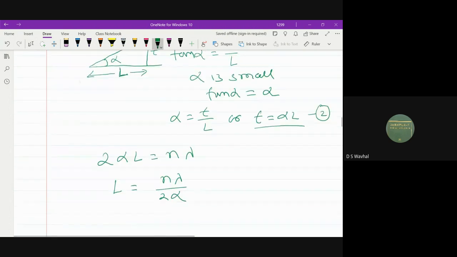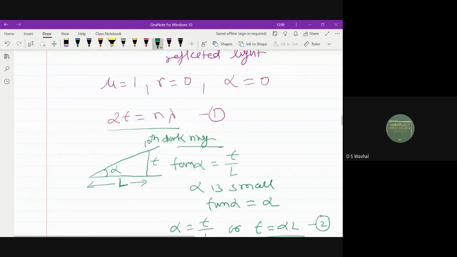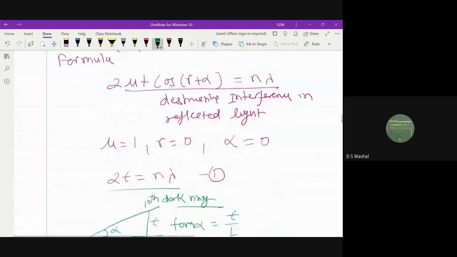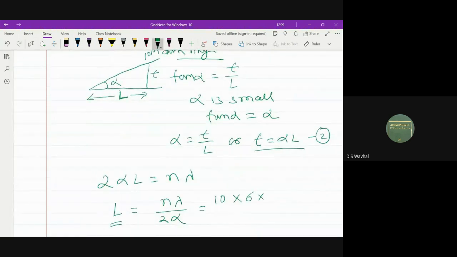Okay, so we have to find L. We have this formula for the length, so let us substitute the quantities. n is the order, which is 10. Lambda is given: lambda is 6000 angstrom, that is 6 into 10 to the power minus 5 centimeter, divided by 2 into 0.01. Alpha is 0.01 radian.